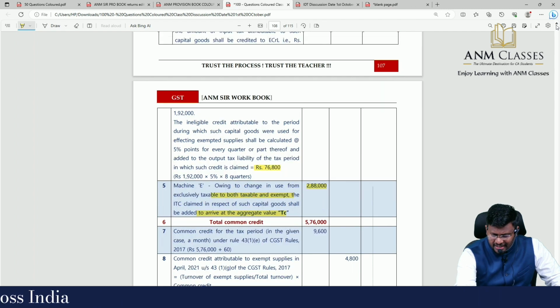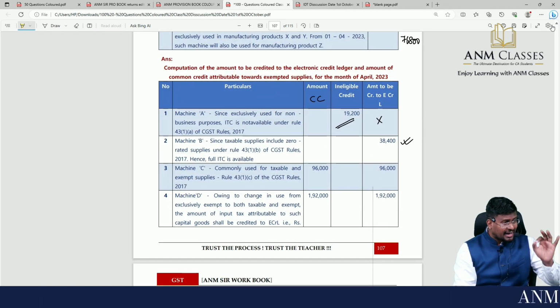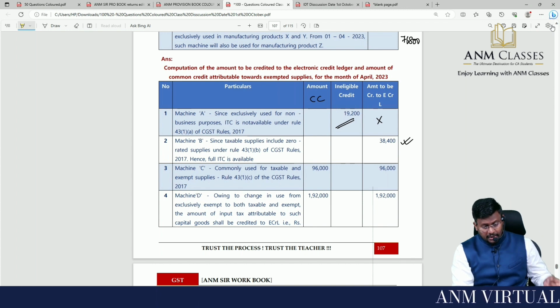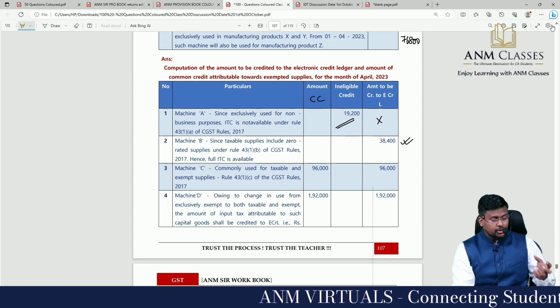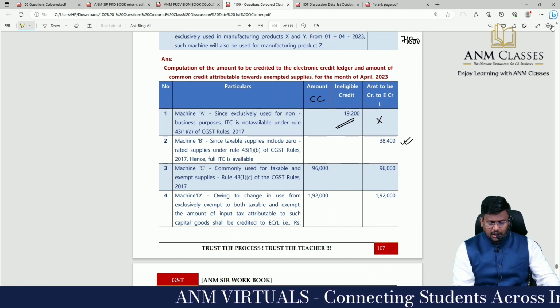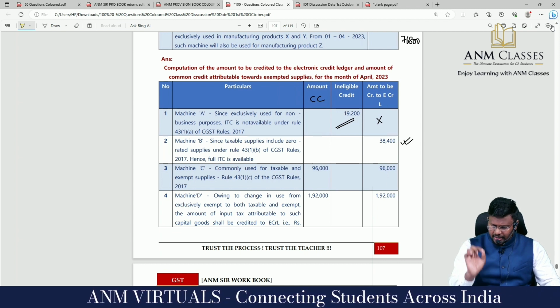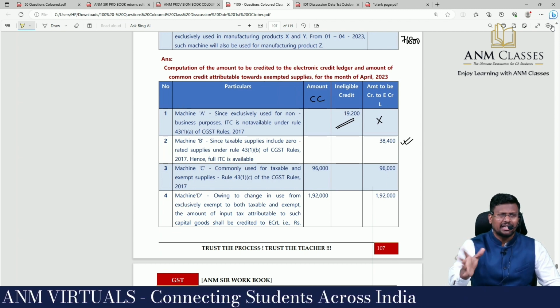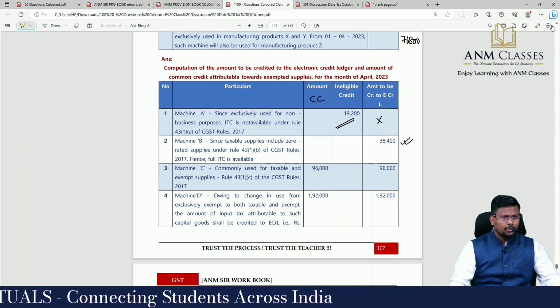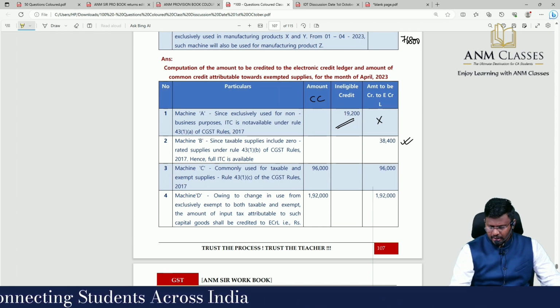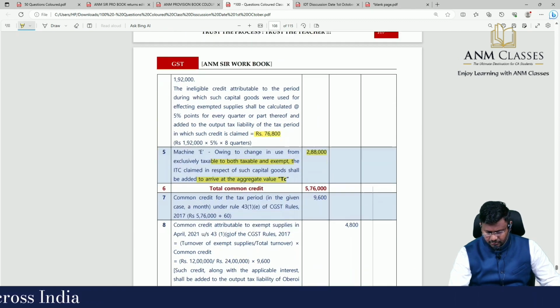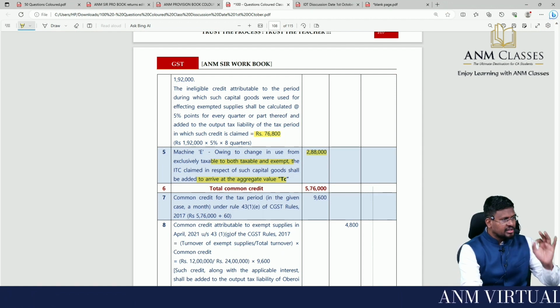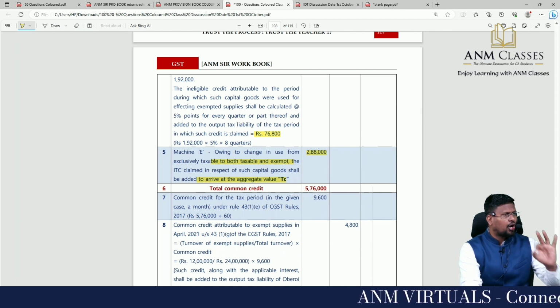So when you see the table, this first column represents credit. Number 2, the second column represents ineligible credit which should not come to the ECL. Third column represents the amount of credit, sir, which has to be credited to the ECL. Correct? Are you able to appreciate and understand what I am talking to you? So 96,000 plus 1,92,000 plus 2,88,000 comes to 5,76,000, the total common credit of all the machines.